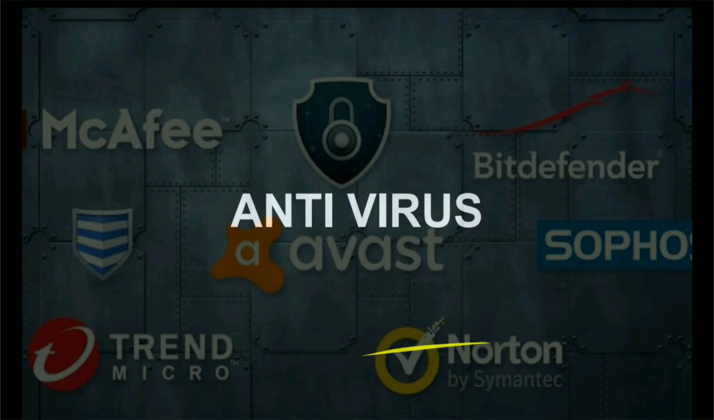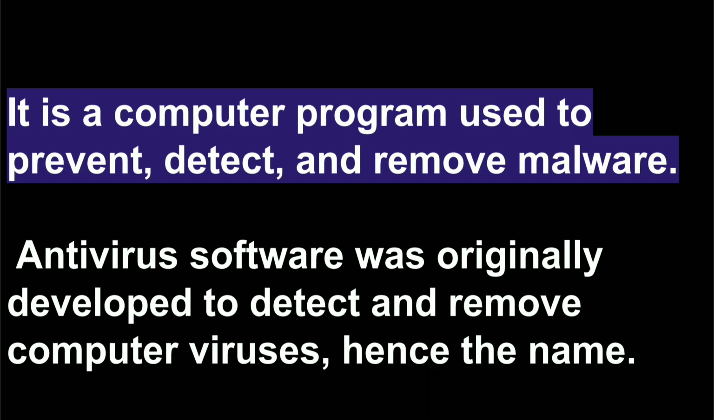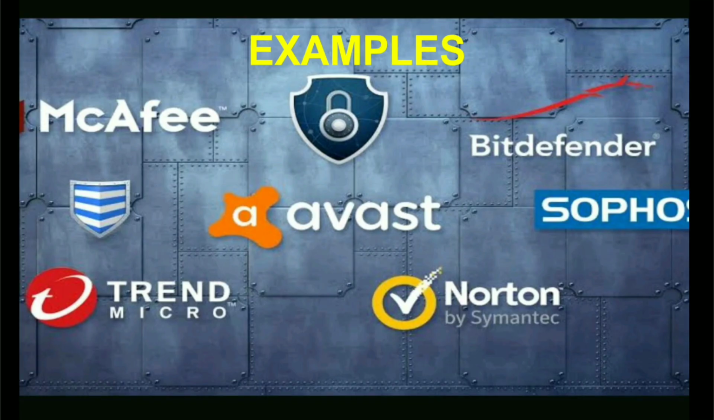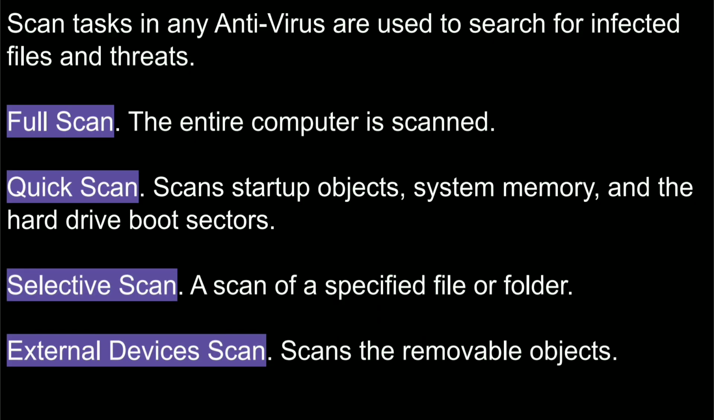I'm Reshma here. Today we are going to discuss about antivirus. Antivirus is a computer program. It is used to prevent, detect and remove malware. Malware means malicious software. Last class we have learned what is a virus. Virus is the software program which will be a threat to our computer system. So in order to detect it and delete it, we are using antivirus. These are all the examples: McAfee, Avast, Norton, etc.